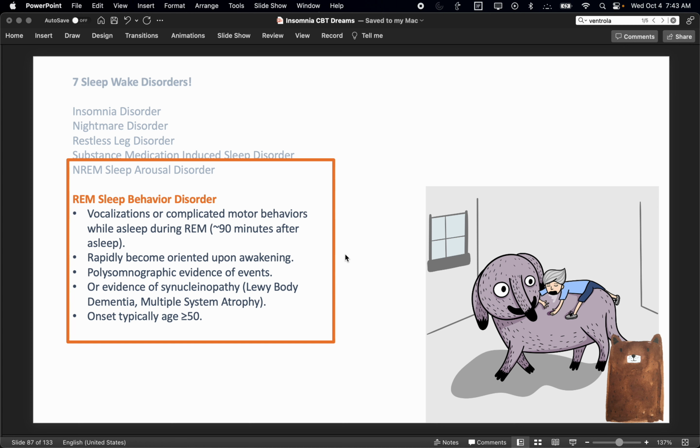REM sleep behavior disorder is a 50-year-old, 60-year-old, 70-year-old sleep-wake disorder, versus non-REM, which is a young person's onset. So if they're 3, 5, 10, 20, you're probably not looking at a REM sleep behavior disorder. You're looking at a non-REM sleep arousal disorder.